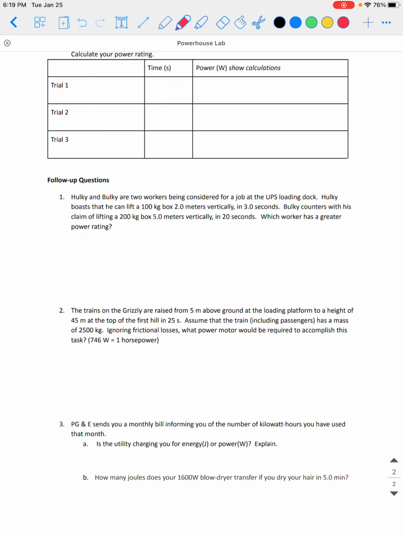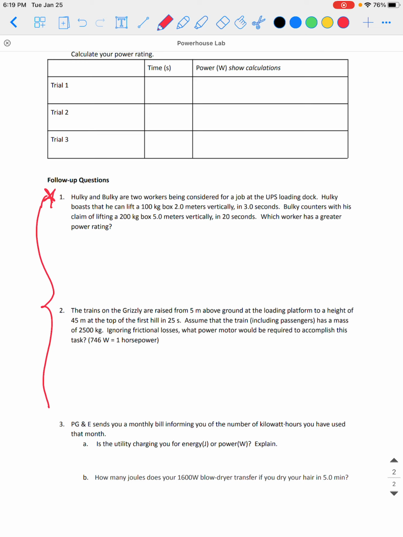All right, physics students, so we are going to do the follow-up questions for the Powerhouse Lab. The two most important ones I want you to understand are these two, and even more important than the second one is the first one. So let's go ahead and solve this problem together.